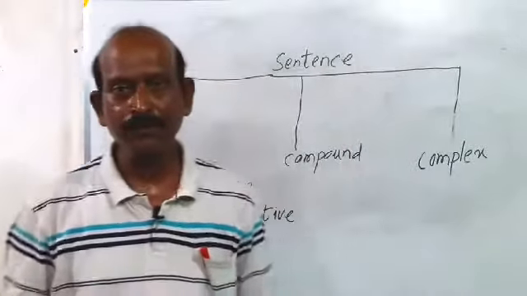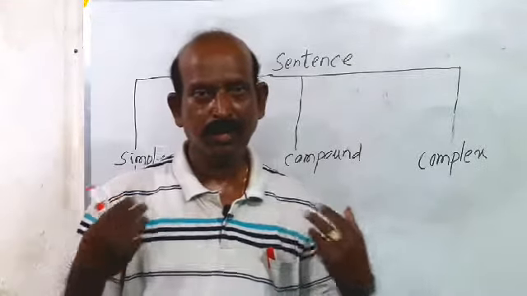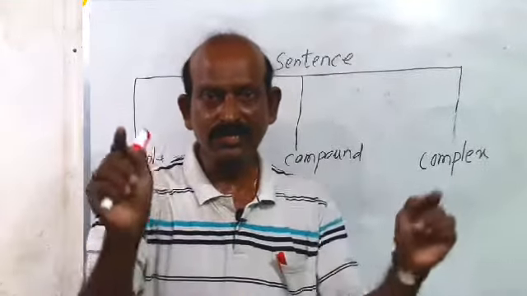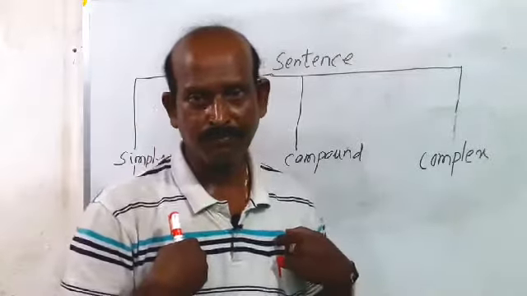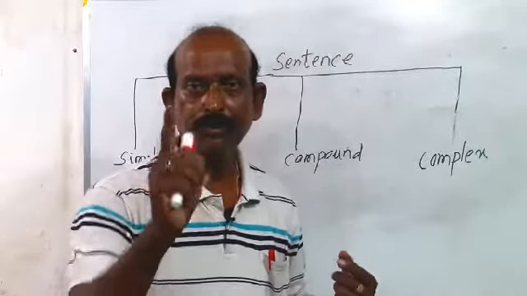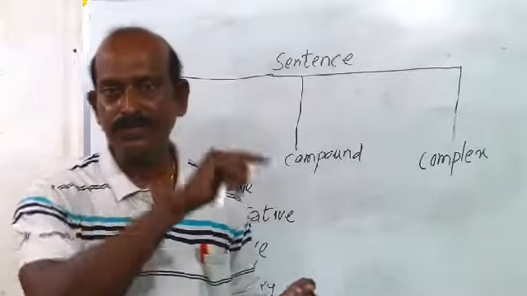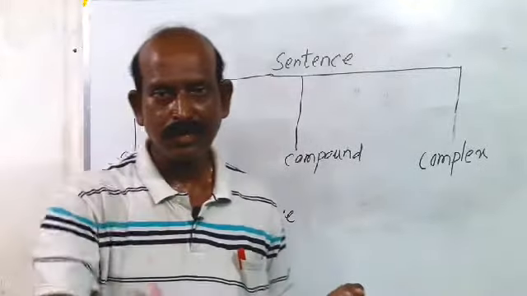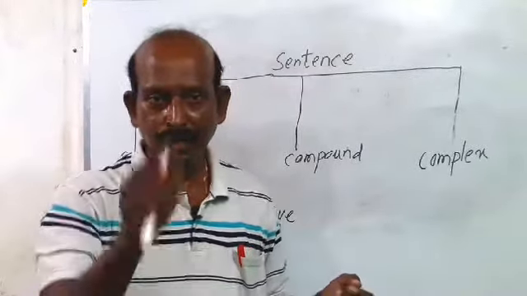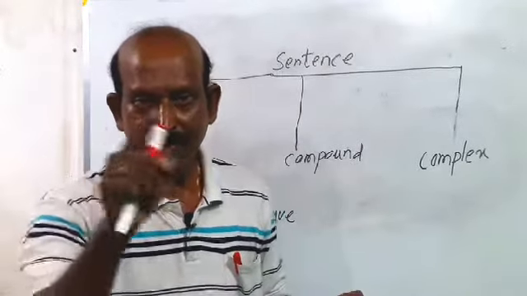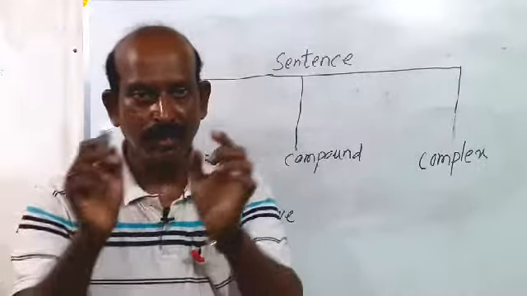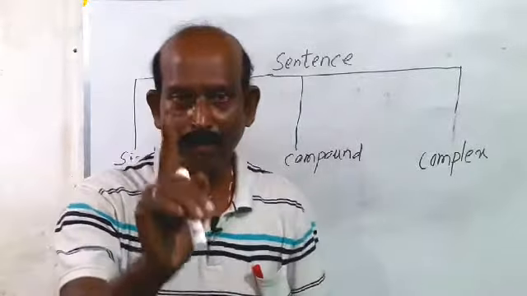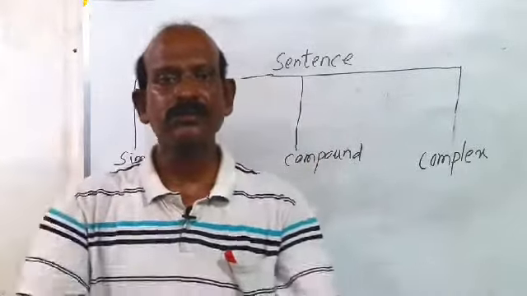For example, follow: I am a teacher. In this sentence there is only one finite verb, am. So it is a simple sentence. You are students. In this sentence, are is the finite verb, only one finite verb, so it is called a simple sentence.